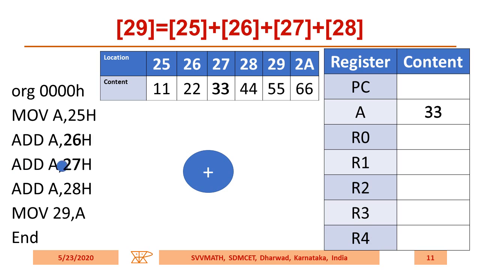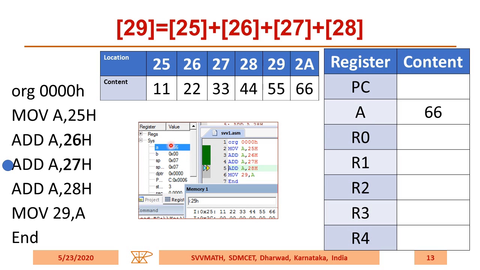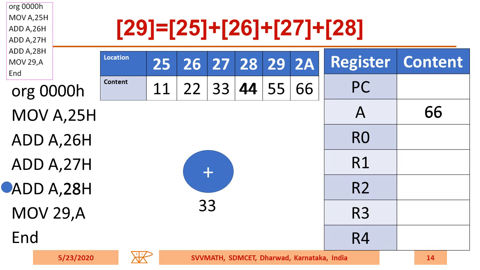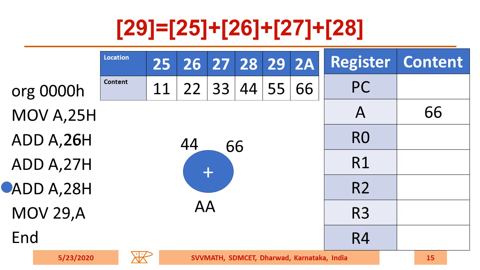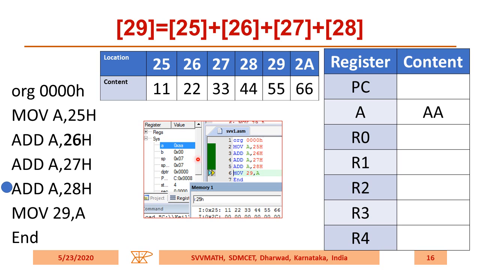When I execute ADD A, 27H, the content of memory location 27 is added with the accumulator content, and the result I get is 66. It will be copied to the accumulator, and the result is visible to you after the simulation. When I execute ADD A, 28, the 28 content, 44, is added with the accumulator, and the result will become AA. It is stored in the accumulator and the result is visible to you.